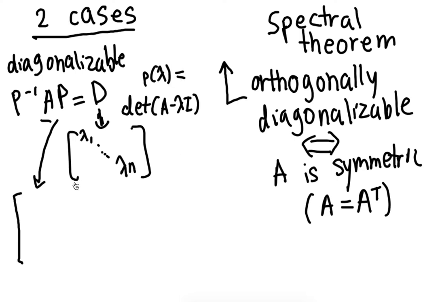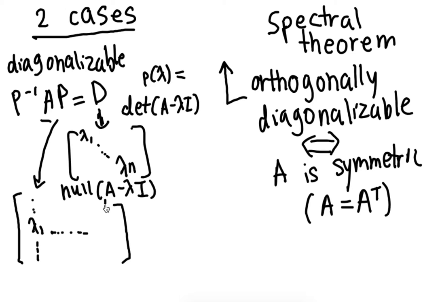And to solve for the eigenvectors corresponding to each eigenvalue, you simply have to find the null space of A minus lambda I, in which you plug in each value of lambda into this equation, and you'll get the corresponding eigenvectors. So if this is the eigenvector corresponding to lambda 1, we'll have all these eigenvectors as the columns of P. So now let's get back to explaining what the spectral theorem entails.